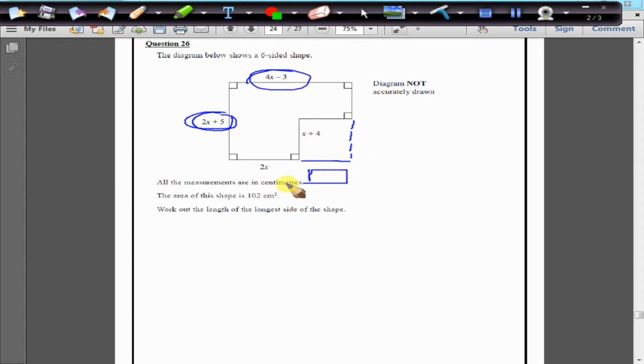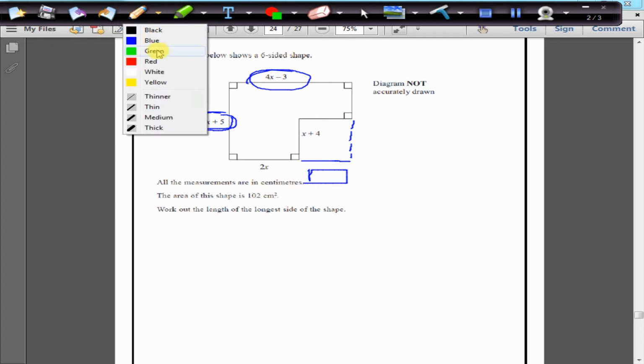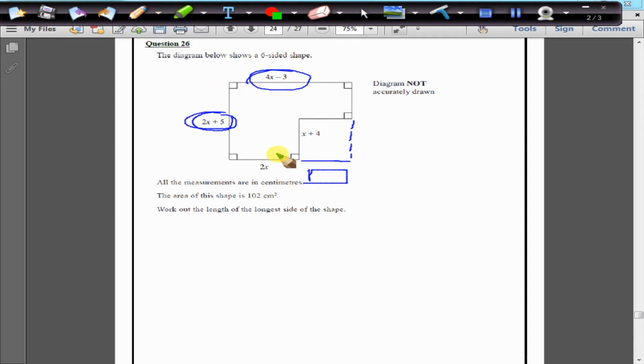Any suggestion of what the length is? Harun, how do we work out this little length here? 4x minus 3 minus 2x, which will give us 2x minus 3. Lovely. So if you want to work out this area, we can form our equation: do the area that they've given us, and then work back to lengths. Then we need to do the big shape minus the little shape.